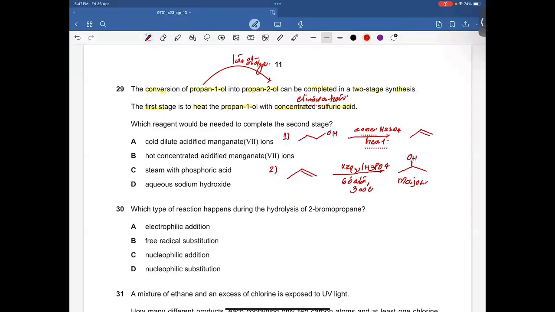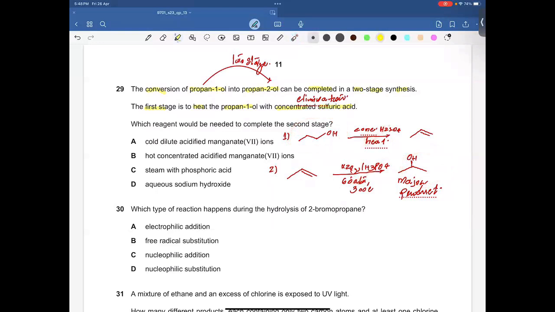Why? Because steam is an unsymmetrical reagent, and propene is an unsymmetrical alkene. Since an unsymmetrical alkene and an unsymmetrical reagent are involved in the reaction, we will follow the Markovnikov rule. And according to the Markovnikov rule, the major product is going to be propan-2-ol. So from propan-1-ol to propan-2-ol, we need these two types of reagents and conditions.